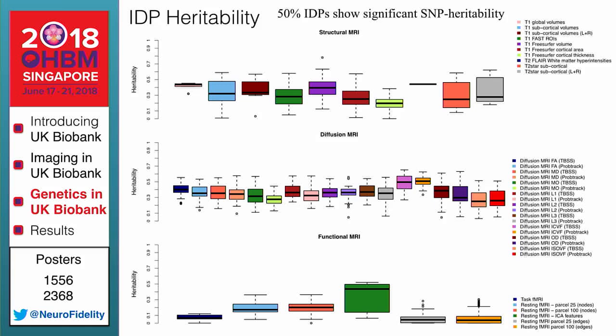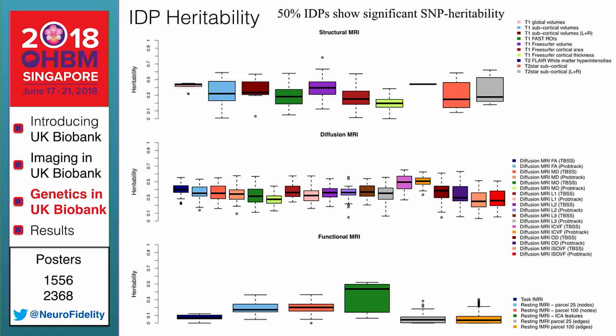Another interesting fact that we have found is that 50% of the IDPs have a significant SNP heritability, especially the structural IDPs. The cortical volumes obtained using FreeSurfer have especially high heritability, but also white matter hyperintensities. For diffusion IDPs, the heritability is in general high, around 50%. And for functional IDPs, the heritability is not that high.